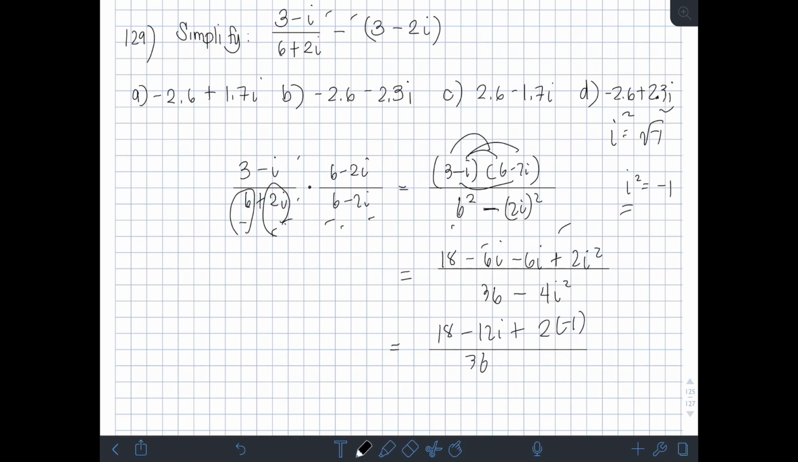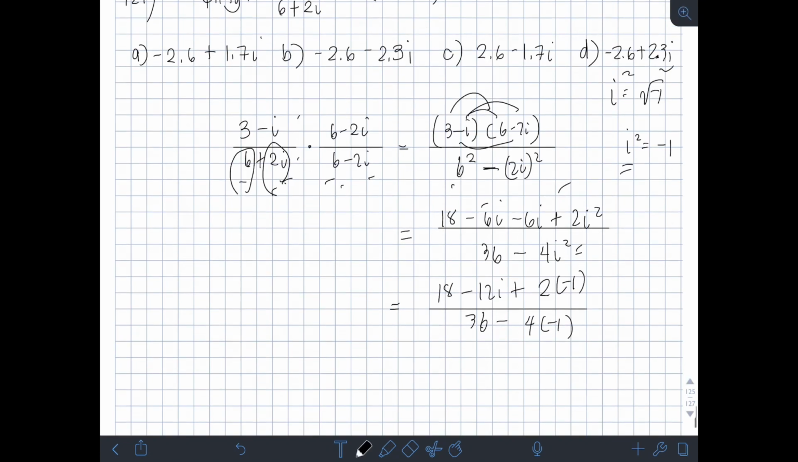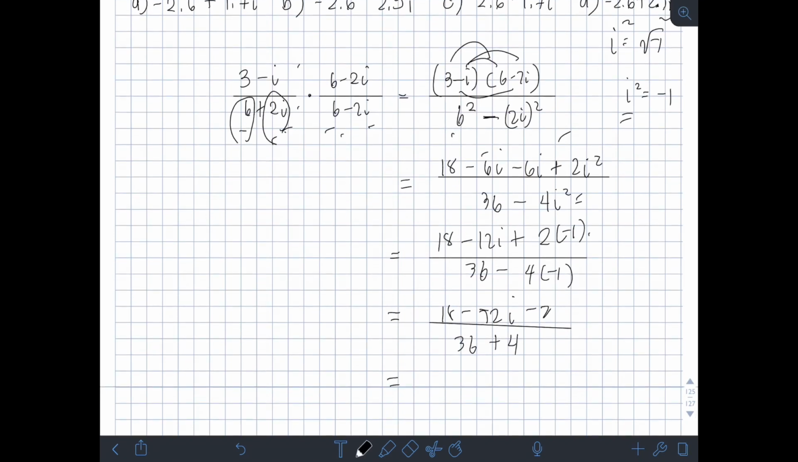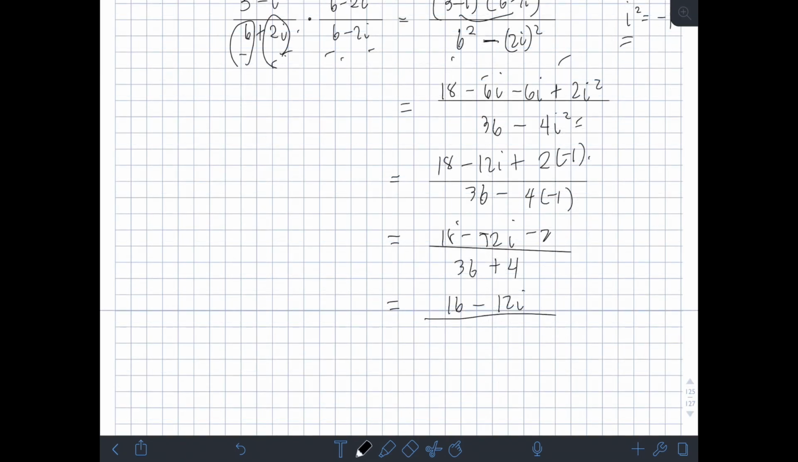Divided by 36 minus 4. And then, yung i squared uli is negative 1. So, combine. So, 18 minus 12i minus 2 times negative 1. Over 36 minus 4 times negative 1 is positive 4 na. Right? So, meron tayong 18 minus 2 is 16. Minus 12i over 36 plus 4 is 40.